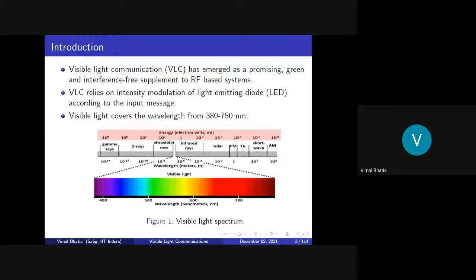So what is visible light communication? Not many people are aware of it, so let's start from the very beginning. Visible light communication has emerged as a promising green and interference-free supplement to RF-based systems. Why do we call it green? Why do we call it interference-free? We will cover them in detail in the next few slides.